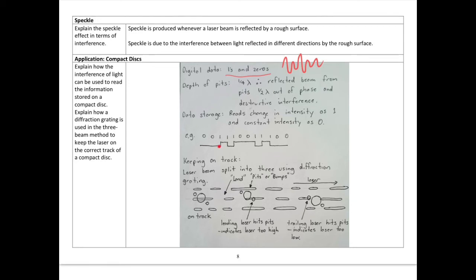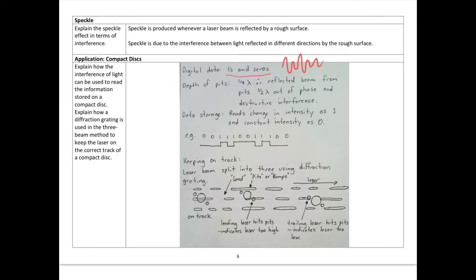So then, as I've already said, when it sees a change in intensity, so everywhere the height changes, it'll see a change in intensity as you get interference between the reflected light and the incident light. It'll read that as a 0, and it'll read that as a 1. All the others are read as a 0. So that's, if you like, the concept of how the data is read from the depth of the pits, and interference, because they're a quarter of a wavelength deep, hence the reflected beam travels half a wavelength and interferes with the incident light.